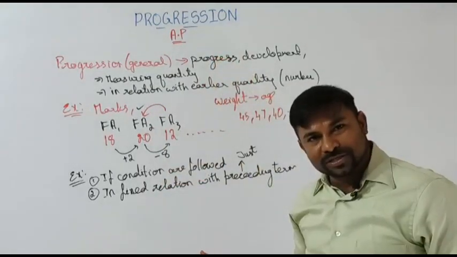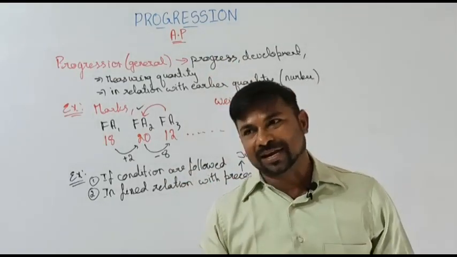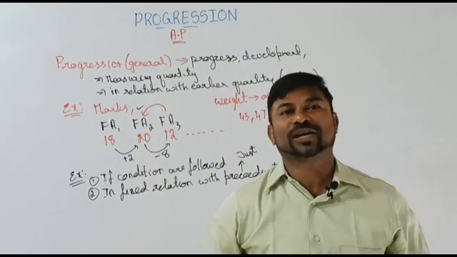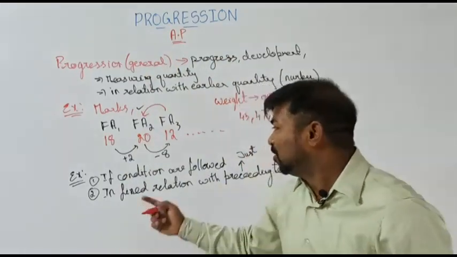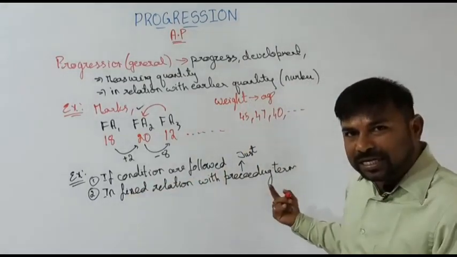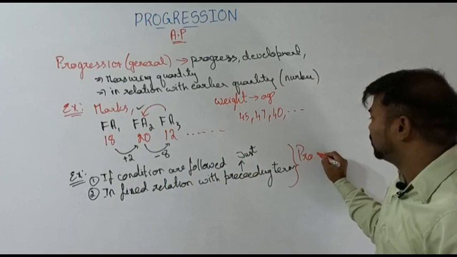Now, in progressions, if certain rules are followed, then the general progressions will become mathematical progressions, with the conditions. If conditions are followed and in relation with the fixed preceding term, then comes our progression chapter.